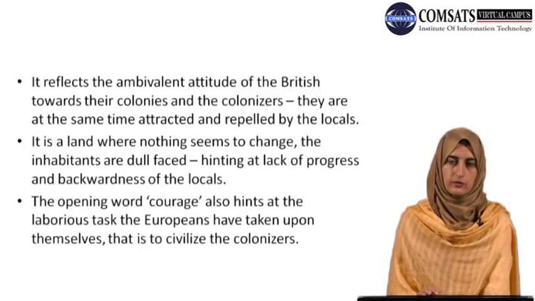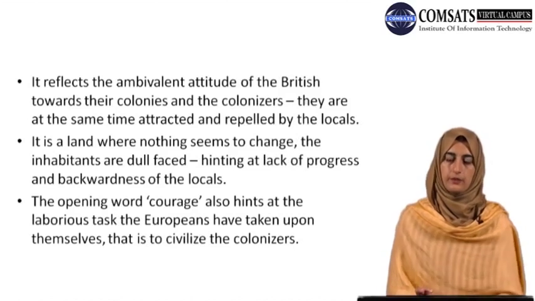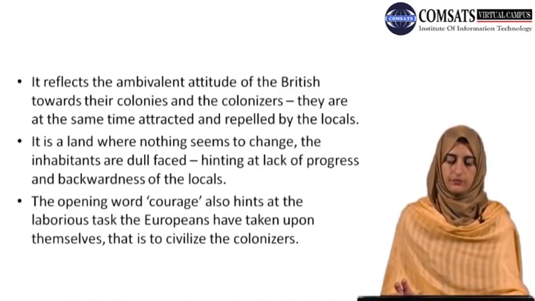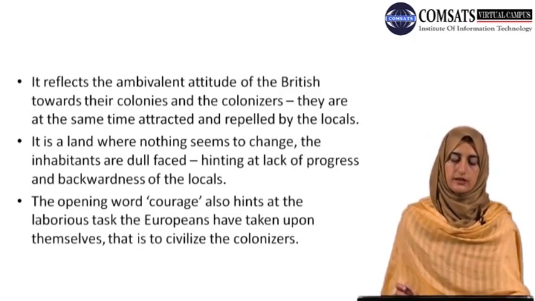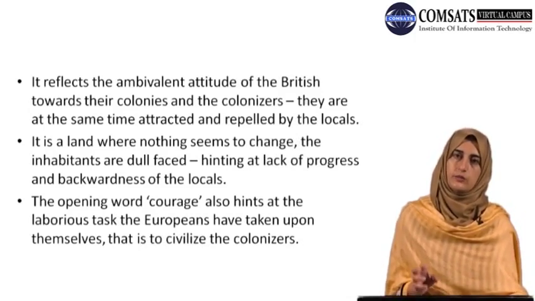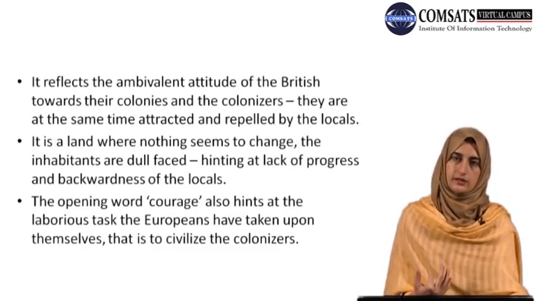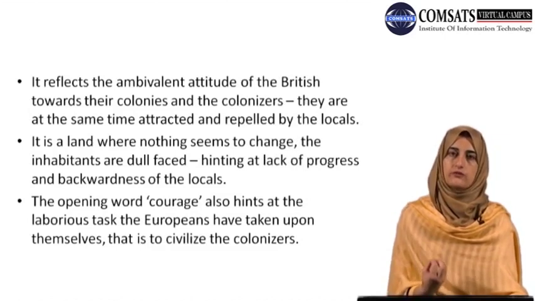It was not Tennyson's aim. Tennyson was definitely celebrating the British imperialists' objectives here. But it comes out that the poem also reflects this ambivalent attitude of the British. As we see, they are at the same time attracted towards this land, but also repelled by it. So it is a mixture of both; this is what we call ambivalence. It's a mixture of love and hate.